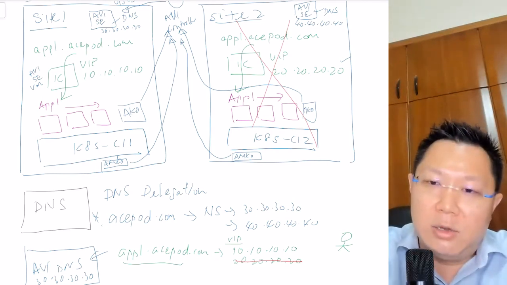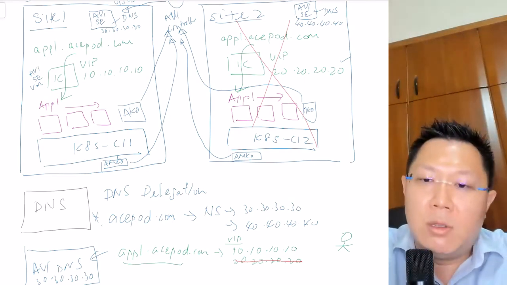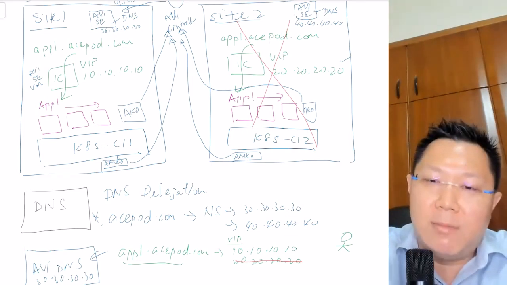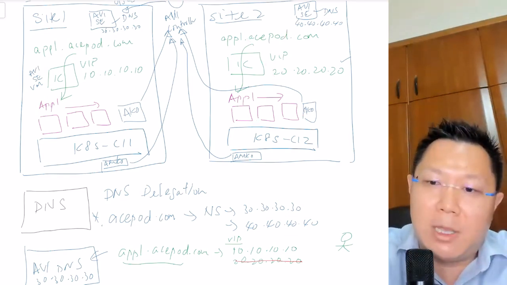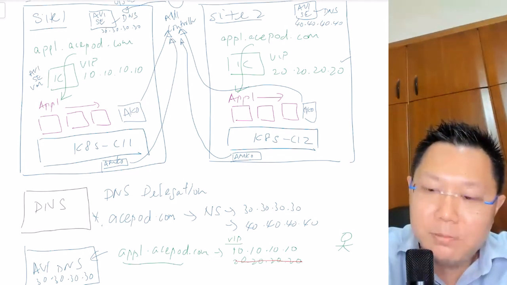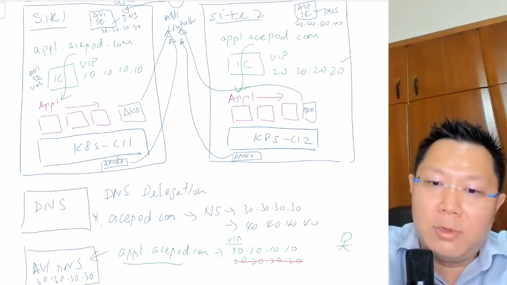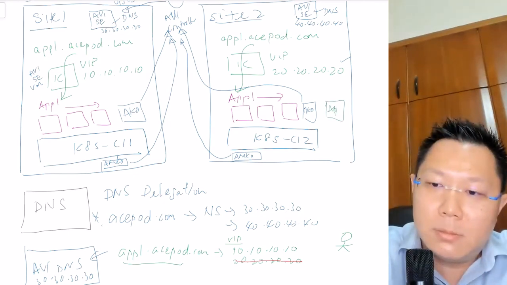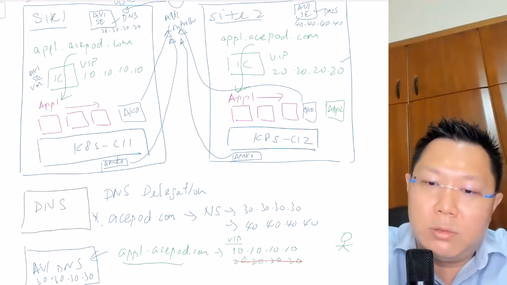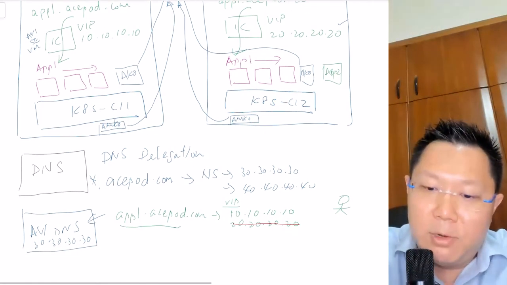The other thing is, let's say for example it's not because of a site failure, but because some developer might have forgotten to put the application on one site. So let's say for example there's app two over here, and let's say they forgot to put it in site one. They put it in site two.